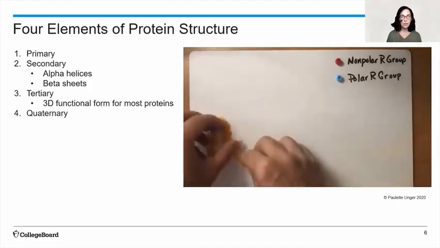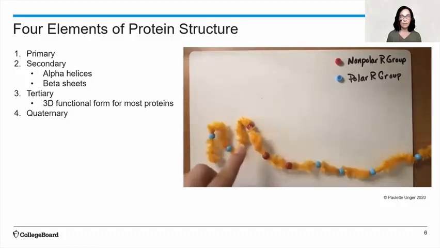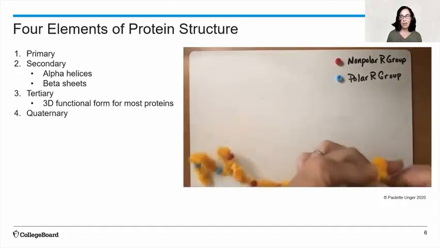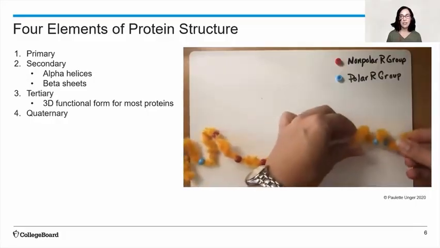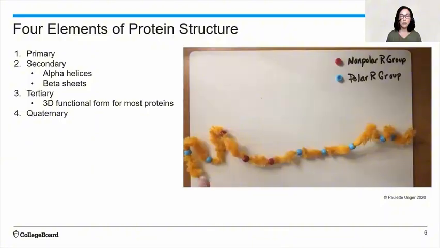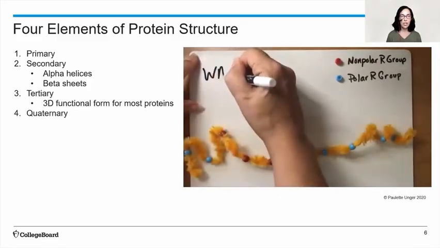So here you see me folding it back and forth, giving rise to the beta sheet element shown there. And then we're going to have some alpha helix action happening on the right. Okay, so now we have our secondary level of structure with those two elements, the beta sheet to the left and the alpha helix to the right. But the protein's still not yet functional. We need to have some additional folding into that 3D tertiary shape.